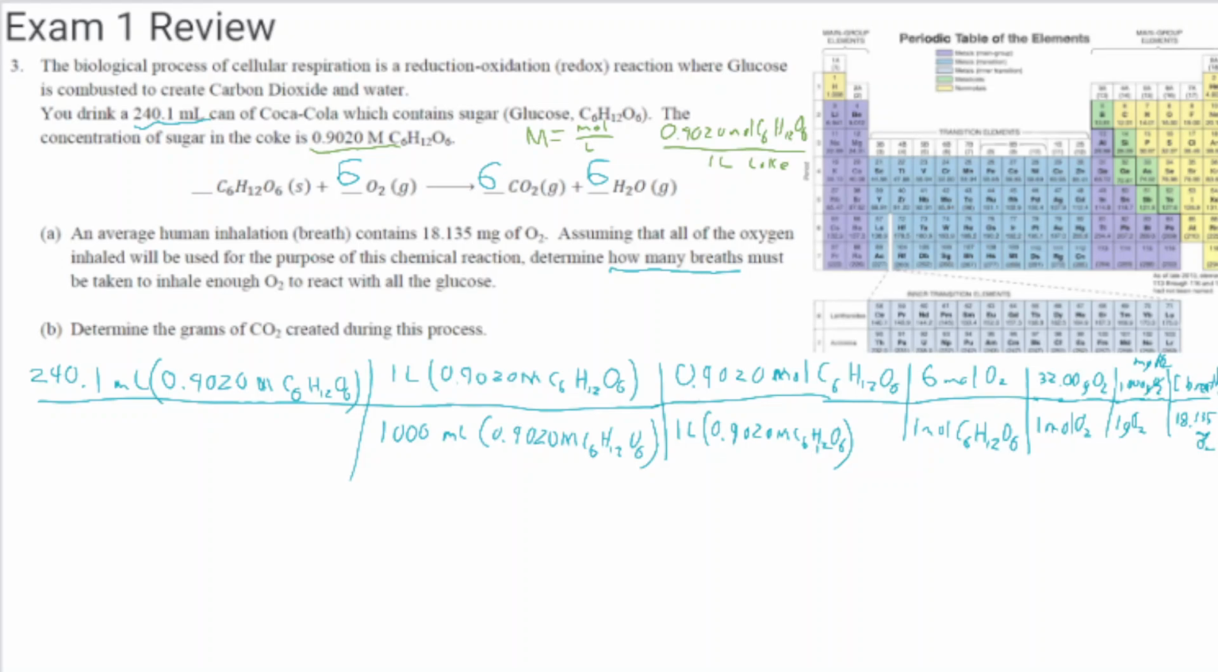So we'll do 240.1 multiplied by 0.902, multiplied by 6, multiplied by 32, multiplied by 1,000, and then we can divide by everything on bottom. We'll divide by 1,000, and then we'll divide by 18.135. If you want to divide by the ones and multiply by the ones, you can. I'm just saving myself a little bit of talking about it. So we do all that math, and we get 2,292.885492 breaths.